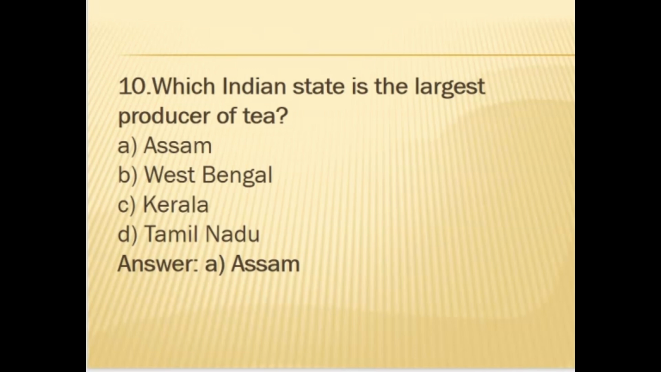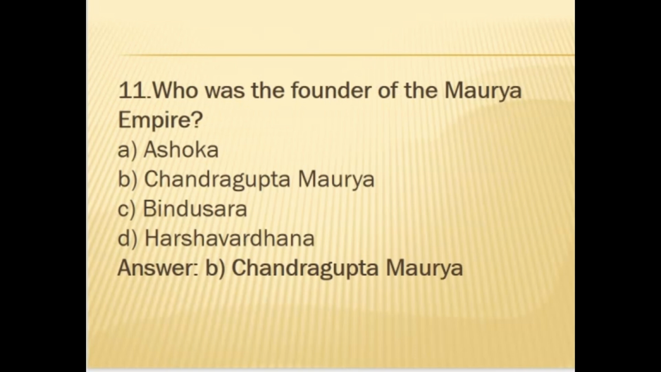Which Indian state is the largest producer of tea? Assam, West Bengal, Kerala, Tamil Nadu. Answer A. Assam.